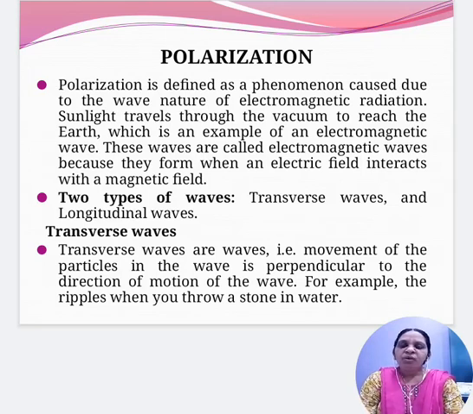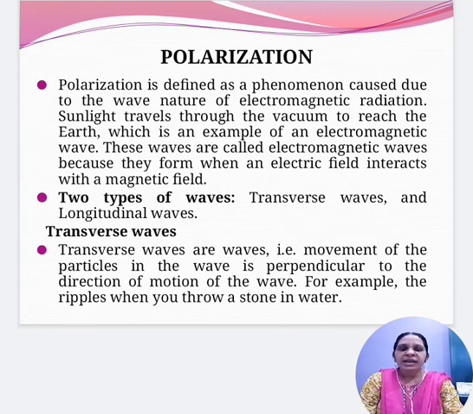Polarization. What is polarization? Polarization is defined as a phenomenon caused due to the wave nature of electromagnetic radiation. Sunlight travels through vacuum to reach the earth, which is an example of electromagnetic radiation or electromagnetic wave. These waves emitted by the sun are called electromagnetic waves.